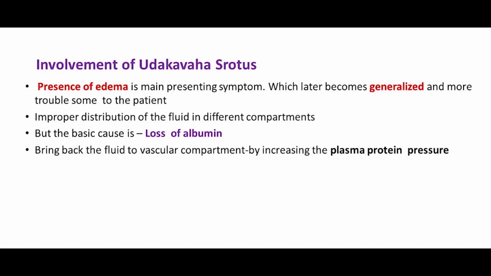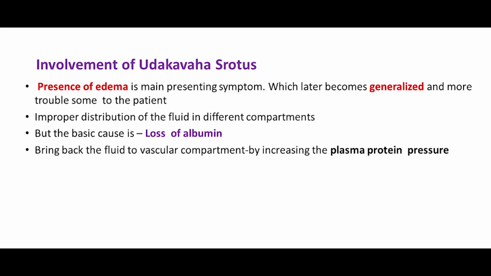One more important factor in nephrotic syndrome is involvement of Udakavaha Srotas, because we know that fluid pathologies, edema, is there. So presence of edema is the main presenting symptom, which later becomes generalized. Initially it is around the eyeballs and the dependent most portion of the body, and later on it becomes generalized and spreads all over the body.